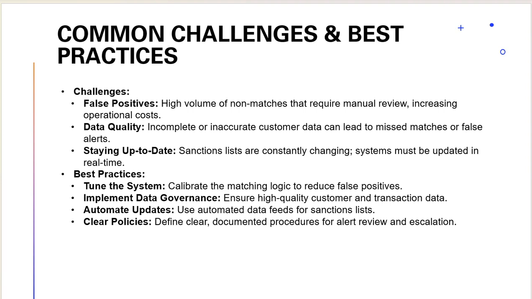Use an automated data feed for the sanction list, so the system will automatically gather and collect the sanction list from where it is published, and update the sanction list whenever it is updated. So that process, and the transaction monitoring, name screening, sanction screening or the World-Check system work automatically, so the human interaction will get eliminated. And clear policies: define clear and documented procedures for alert review and escalation, and create a clear policy on how that process or functions will work in the system.